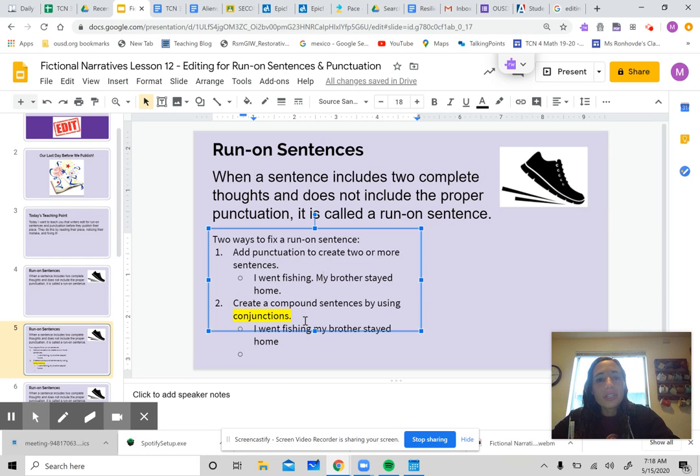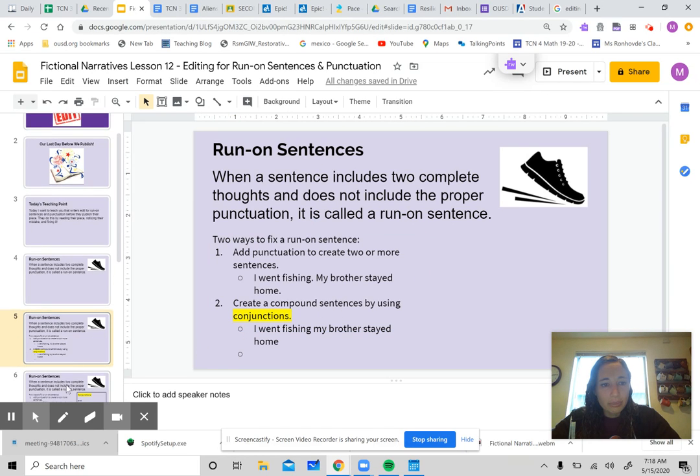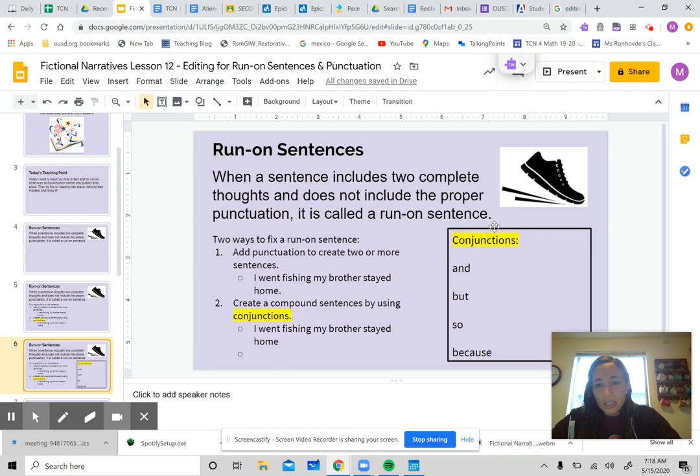But there's also another way that we can avoid a run-on sentence, and that is by using what's called a conjunction. We create a compound sentence by using a conjunction. Let's look at this example right here. Conjunctions are words like and, but, so, or because. These are important words to add. Now, here's the thing. You don't want to create a compound sentence that goes on and on and on and on and on. If you're going to do a compound sentence, just use two complete thoughts and not several complete thoughts.